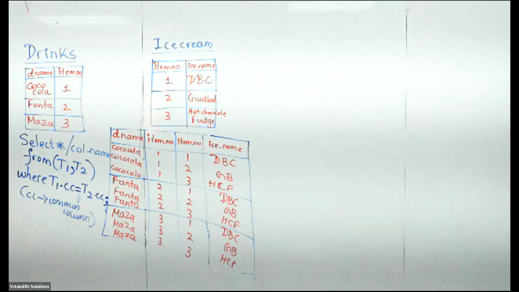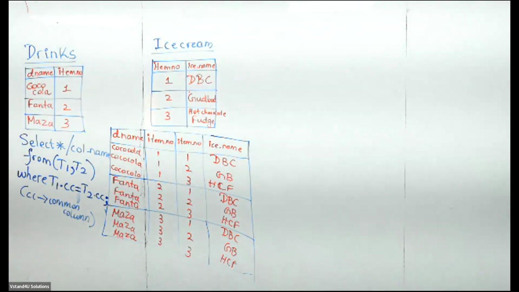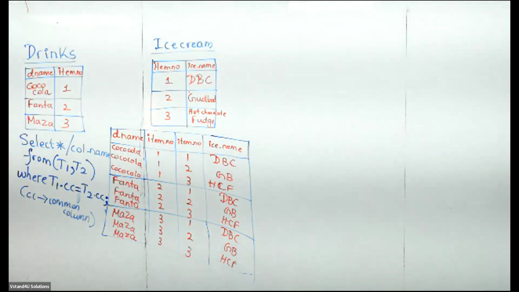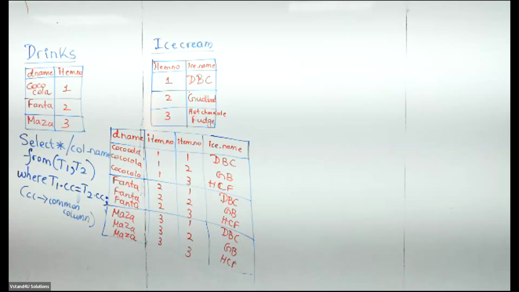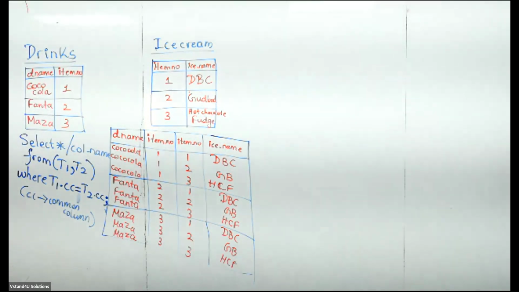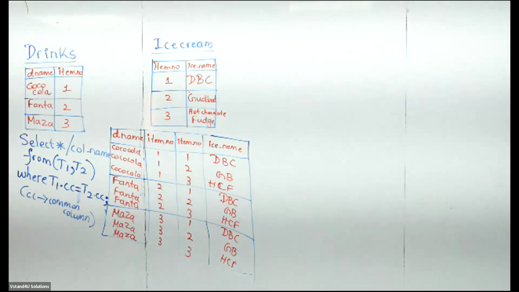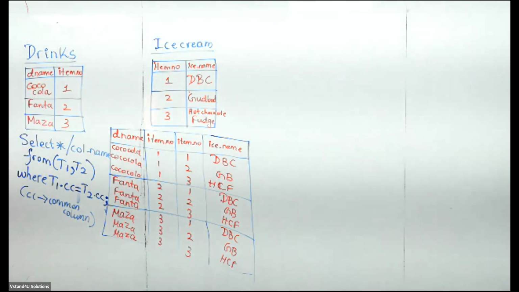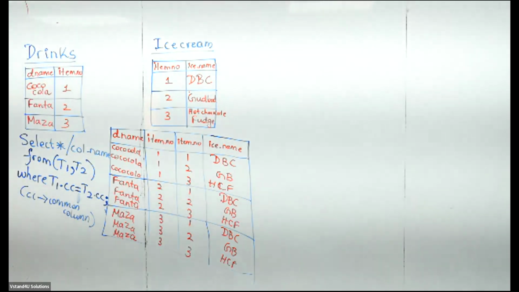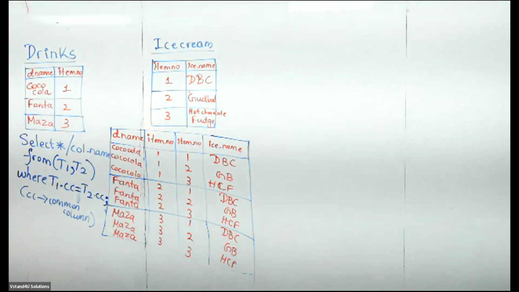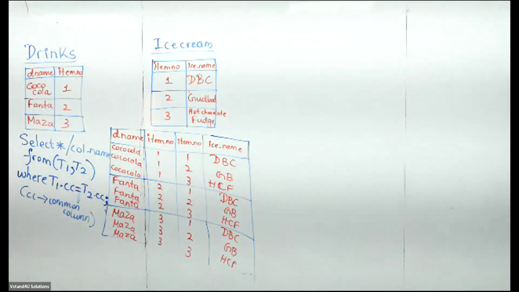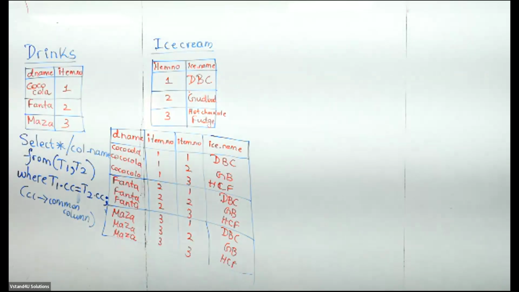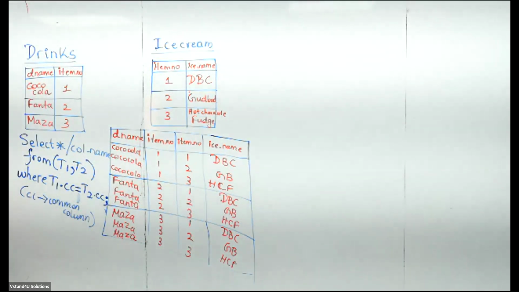Select star or column name from T1. Inside the square brackets, write inner join T2. Now you will use ON T1.cc is equals to T2.cc. Either you can use it with the WHERE condition or you can use it with this. Clear? Done. Guys, from that time I am telling two syntaxes.